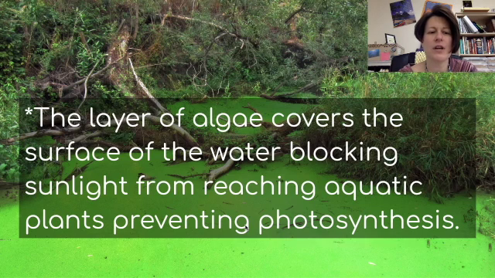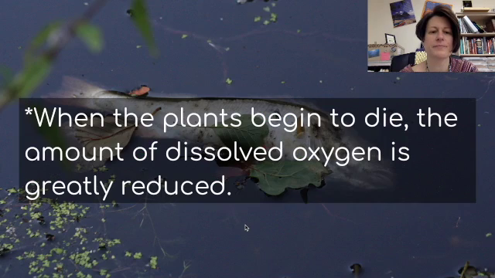The layer of algae covers the surface of the water, blocking sunlight from reaching aquatic plants, preventing photosynthesis. So yes, there is photosynthesis of the algae on the top, but other plants cannot perform photosynthesis. When the plants begin to die, the amount of dissolved oxygen is greatly reduced. The decay of the algae, the plants themselves, and the other wildlife that is killed actually depletes the pond of oxygen.